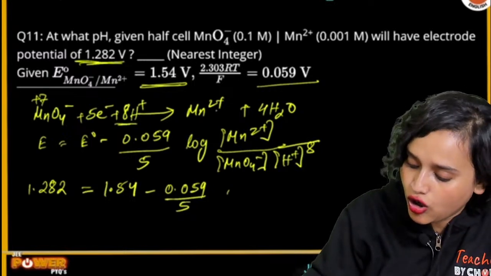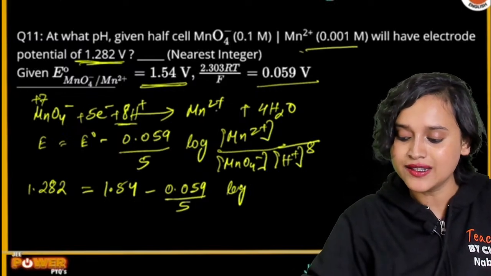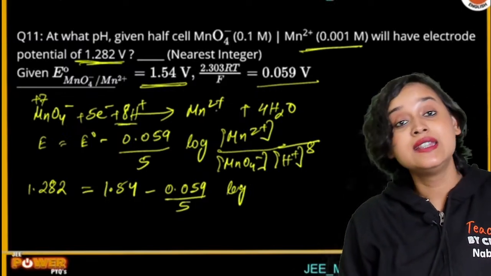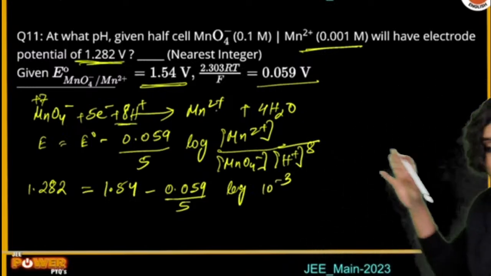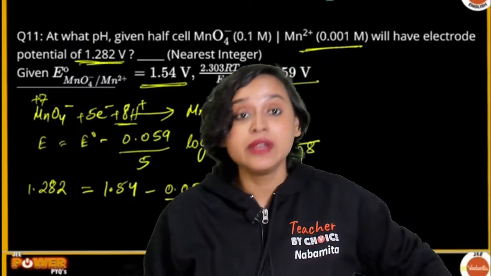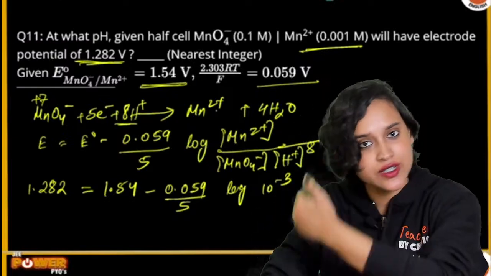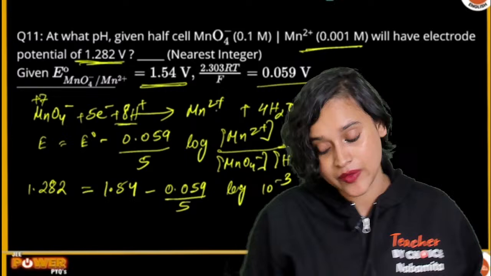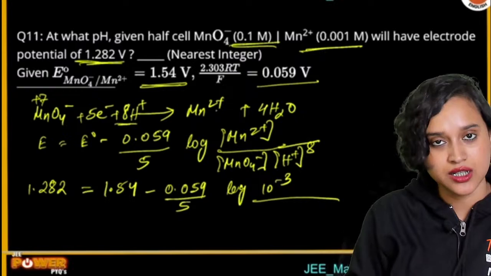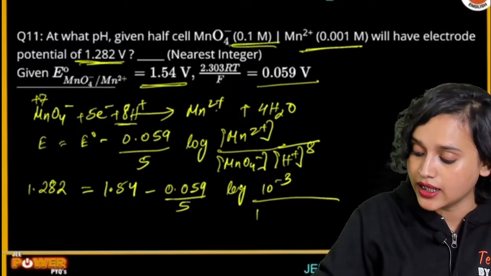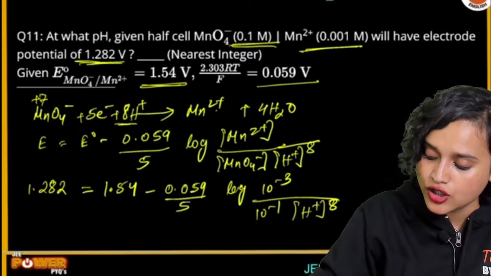Log of Mn2 plus, which is given to you as 0.001. 0.001 can be written as 10 to the power minus 3, can we not? Because we are given 0.001 molar, the concentration can be written as 10 to the power minus 3. Now this side you have 0.1, which can be written as 10 to the power minus 1, multiplied with H plus to the power 8.